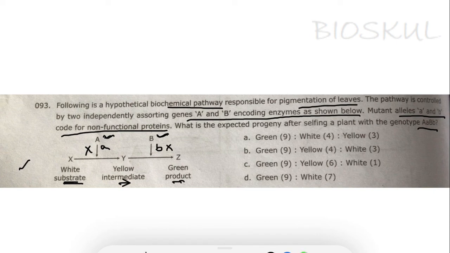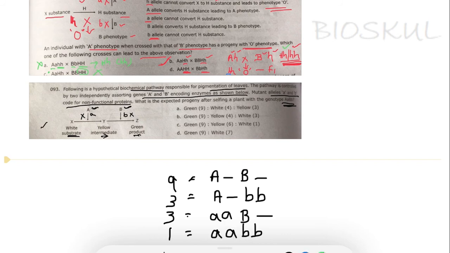Okay, so what do we have to find? We have to find the expected progeny after selfing a plant with genotype capital A small a, capital B small b. So it is a type of dihybrid cross, right? If it is a dihybrid cross, then what will be the phenotype in the F2 generation? You know the ratio, and the ratio is 9:3:3:1. Okay, so this is the ratio in the F2 generation for a dihybrid cross. What is being asked? We have to find out the ratio.